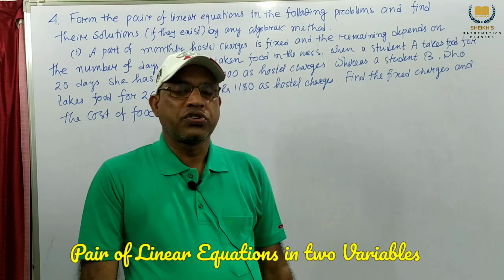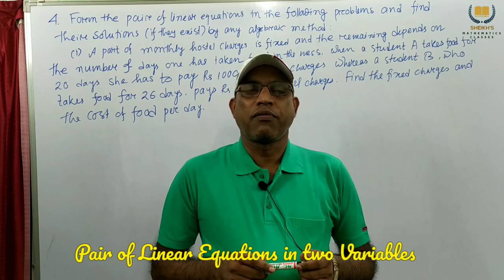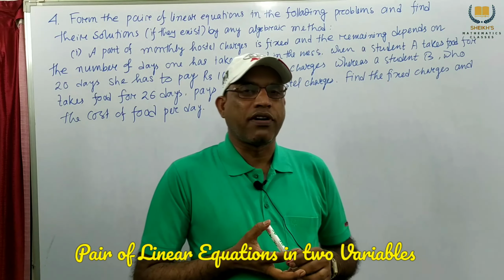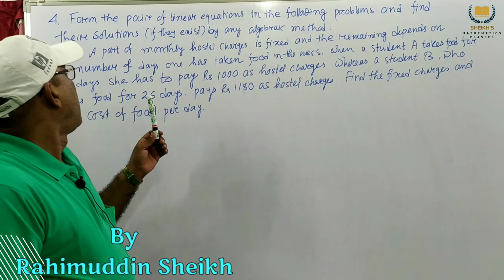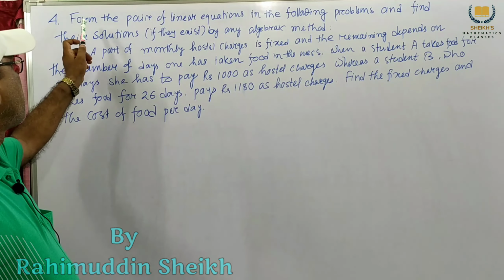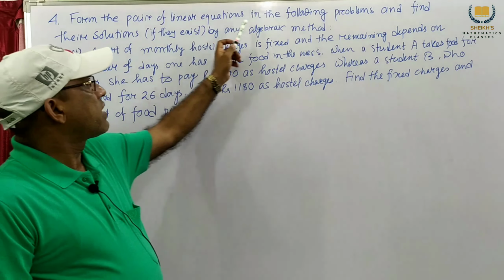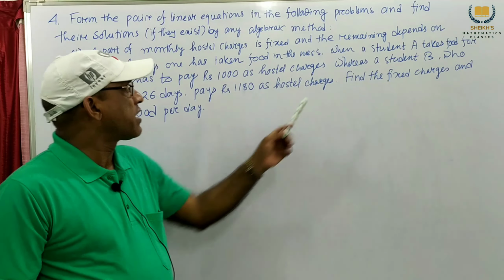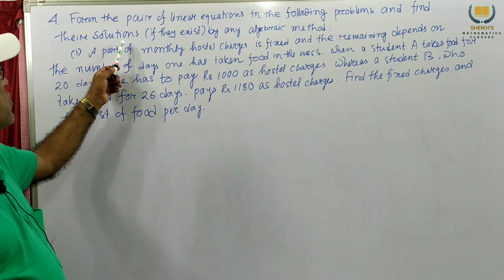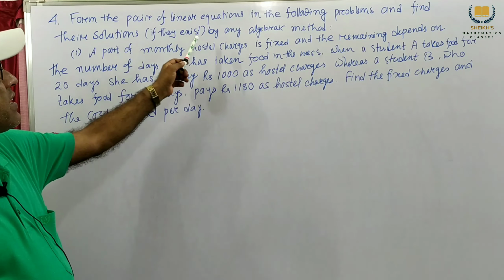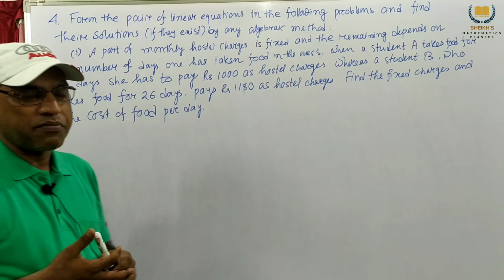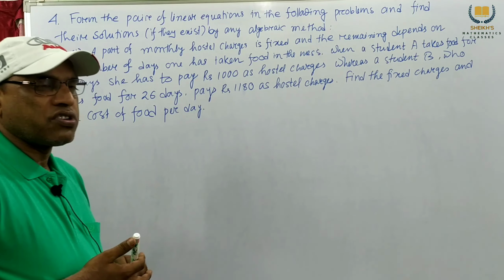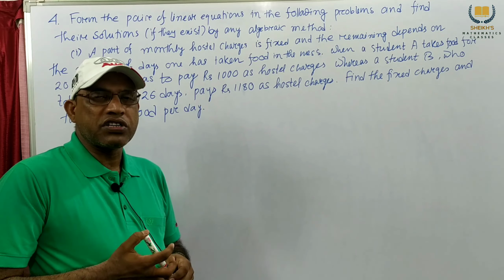Dear students, today we consider problem number 4, exercise 3.5. Problem number 4 is given on pair of linear equations. Form the pair of linear equations in the following problems and find their solution if they exist by any algebraic method. Algebraic method means it may be substitution method, cross multiplication, elimination method.